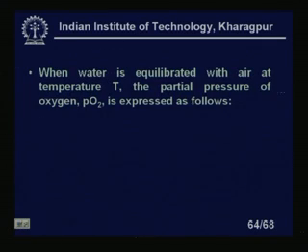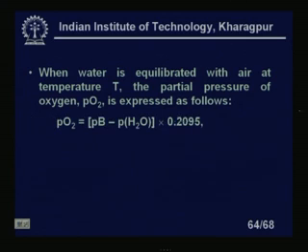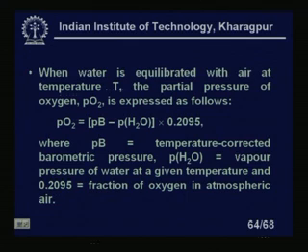When the water is equilibrated with the air at temperature T, the partial pressure of oxygen, which is written as PO2, is expressed by the following equation: PO2 equals (PB minus PH2O) multiplied by the constant 0.2095. What are the legends? Let us look at. Where PB is the temperature corrected barometric pressure, PH2O is the vapor pressure of water at a given temperature, and 0.2095 is the fraction of oxygen in atmospheric air.